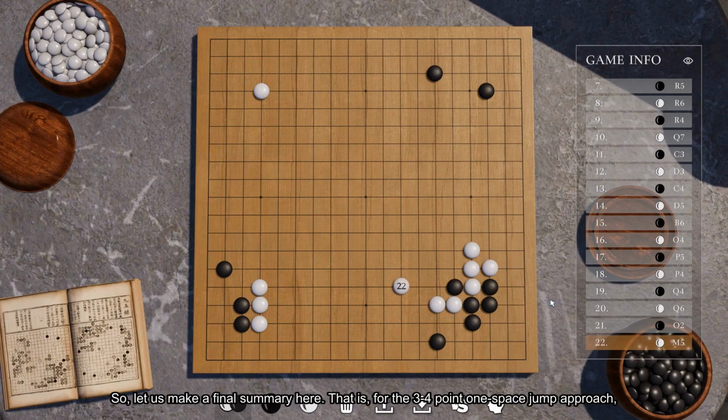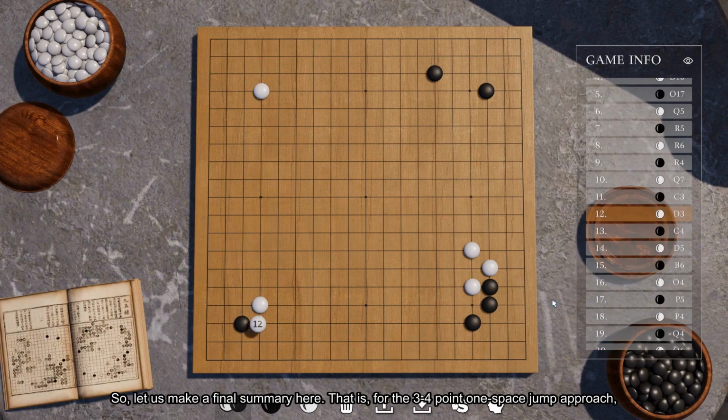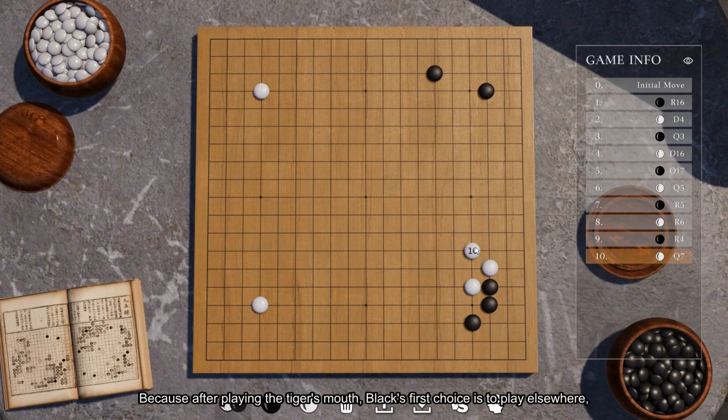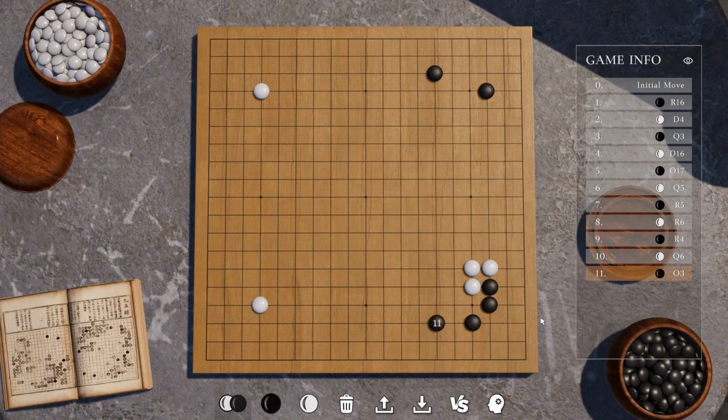So, let us make a final summary here. That is for the 3 to 4-point one-space jump approach. Or rather, after the 3 to 4-point high approach, attach and pull back, this tiger's mouth move is being used less and less, because after playing the tiger's mouth, black's first choice is to play elsewhere. Whereas if white connects solidly, black generally needs to fix the shape immediately. White can now gain center and play in other positions on the board.